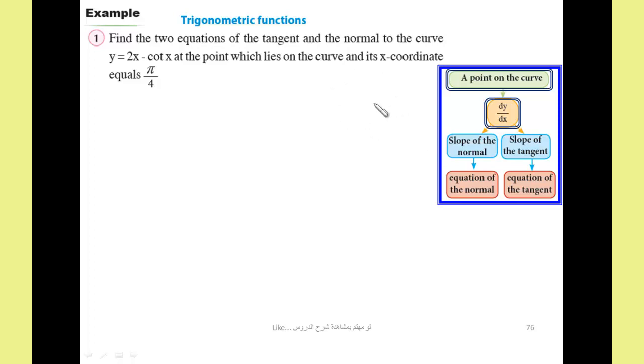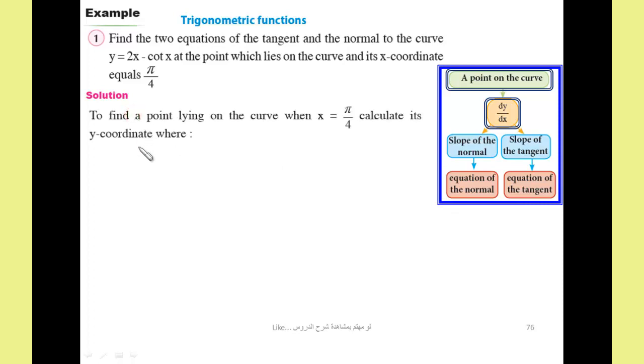As I told you before, we must know a point and dy dx. dy dx is the slope of the tangent, and from this we can deduce the slope of the normal, then we can find the equation. Again, point, first derivative, then we write the equation. Let's do these steps.